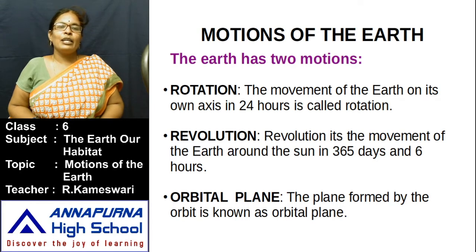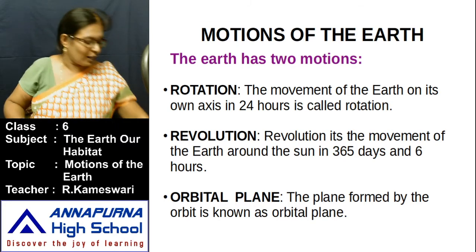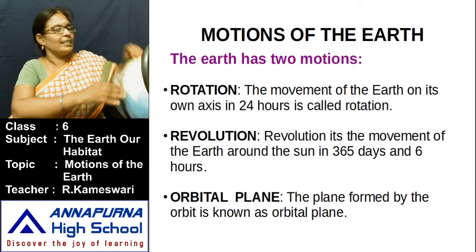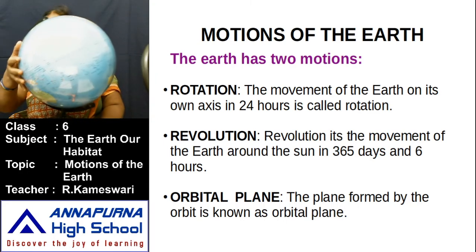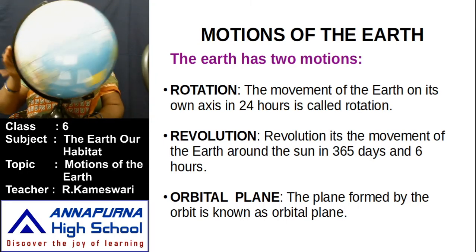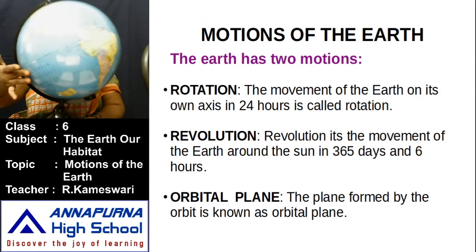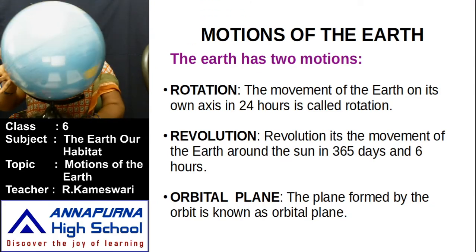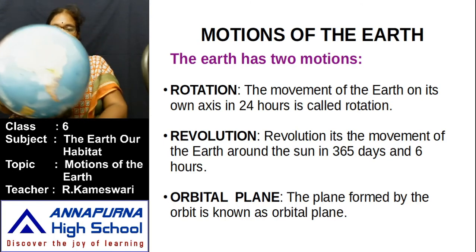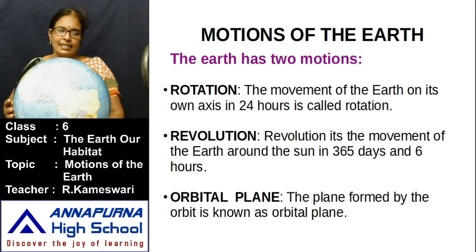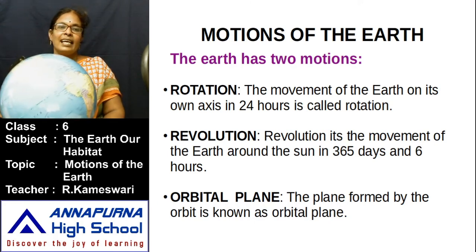What is meant by rotation? The movement of the earth on its own axis in 24 hours is called rotation. See children, this is the model of the earth, our globe. It rotates with the help of its axis, it rotates itself. This motion is called rotation. It takes 24 hours. That is called one day. It is also known as Earth Day.